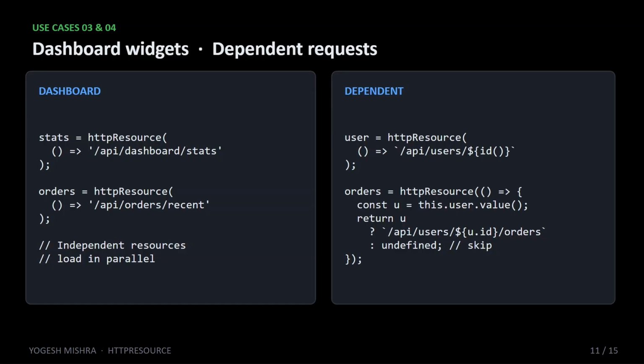Dependent requests. Sometimes the second call needs data from the first one. So if you return undefined, the request is skipped. This is the clean way to express: only fetch orders after we have the user.